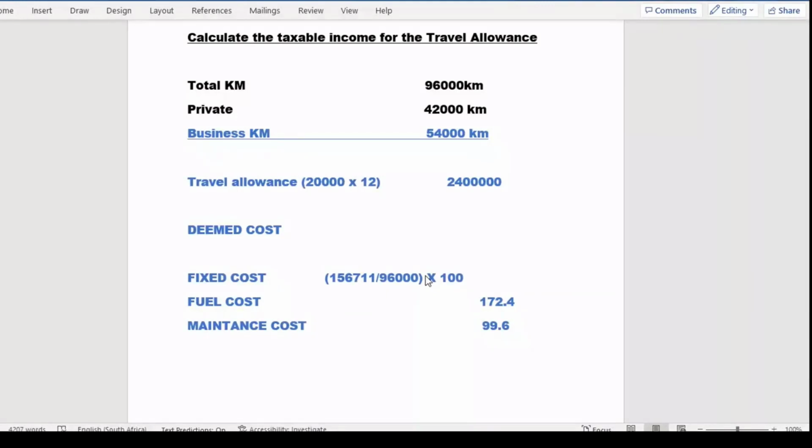156711 divided by the total kilometers, and then you multiply this by 100. You've got 163.24. Or you can just say 163.2.